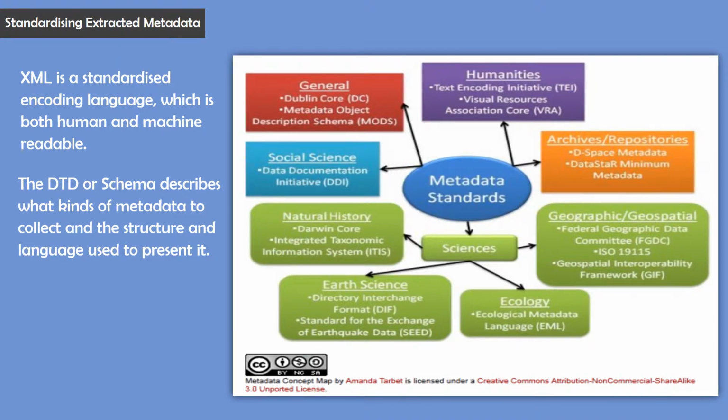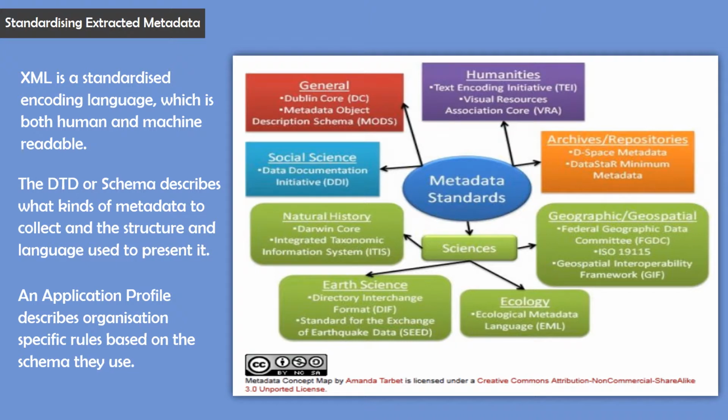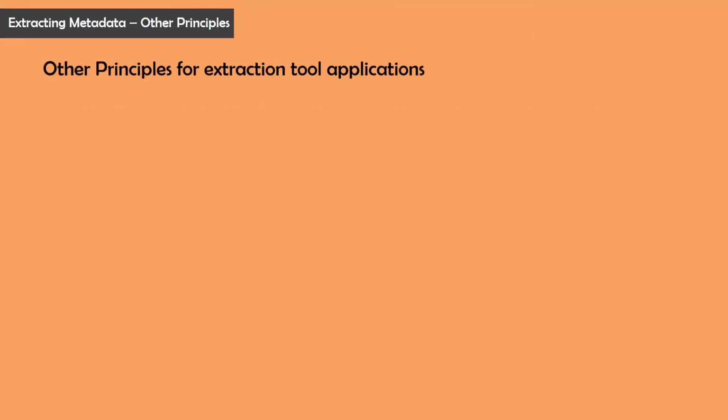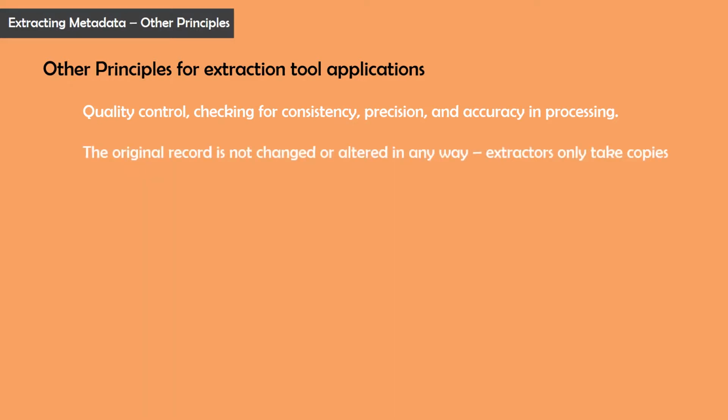This particular tool also provides an XML file with internal schema rules and then processes it again through XSL or extensible style sheet language to give external rules. This is so an organisation can apply both industry-wide schema rules and more specific organisational rules and structure, also known as an application profile, for the same file. Throughout the process, there should be some form of quality control, checking for consistency, precision and accuracy in processing. It is also important to note that at no point in the process is the original record changed or altered in any way. Extractors simply take a copy of the metadata.